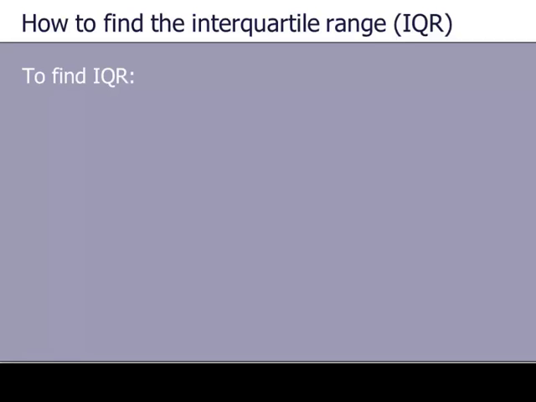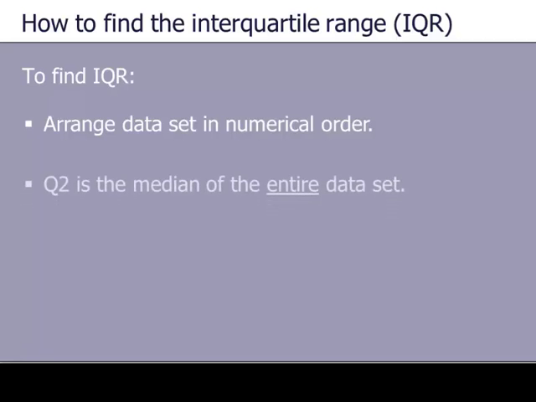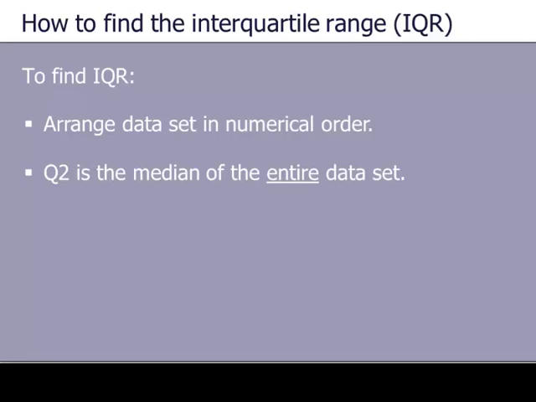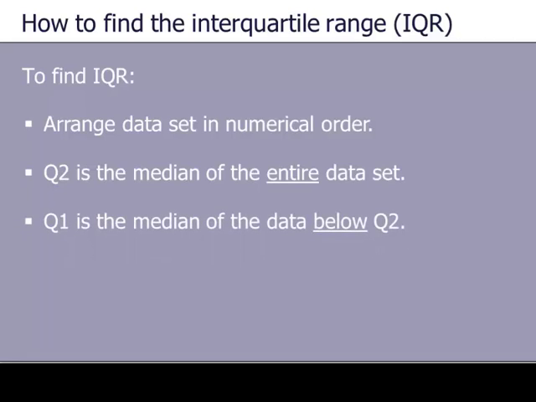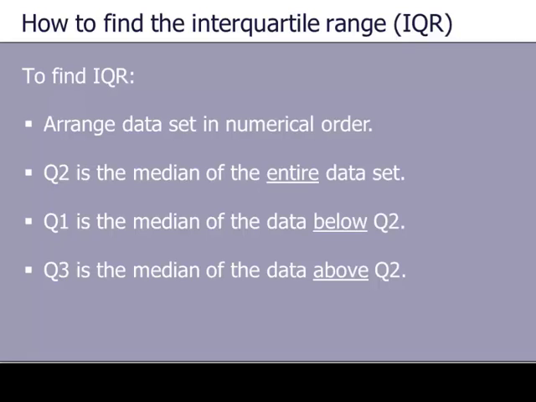Here's how to find the interquartile range. First, arrange the data set in numerical order. Then define the quartiles. The second quartile, Q2, is the median of the entire data set. The first quartile, Q1, is the median of data below Q2. The third quartile, Q3, is the median of the data above Q2. And finally, the interquartile range is equal to Q3 minus Q1.